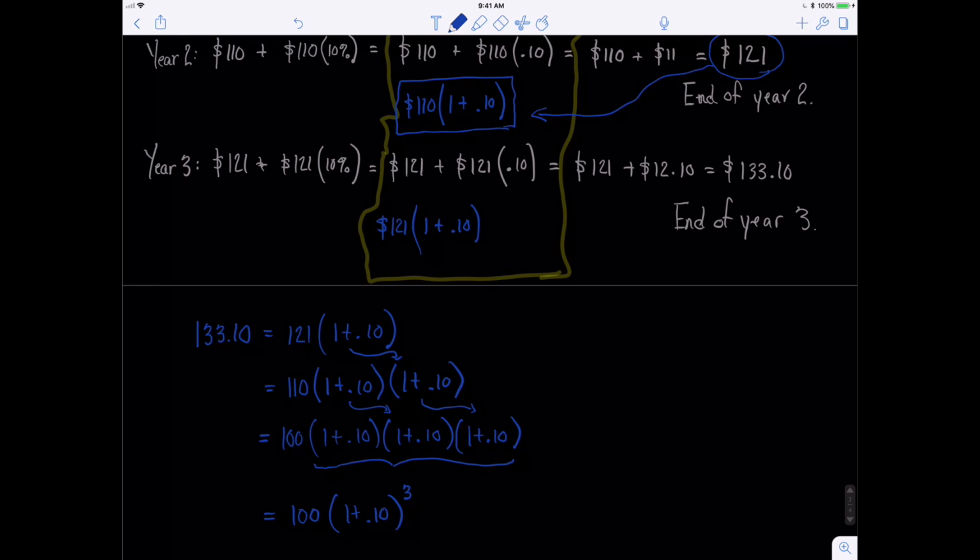We're going to stop right there, and then we're going to look at what happens when you compound this more than once a year. That's the idea of compound interest.